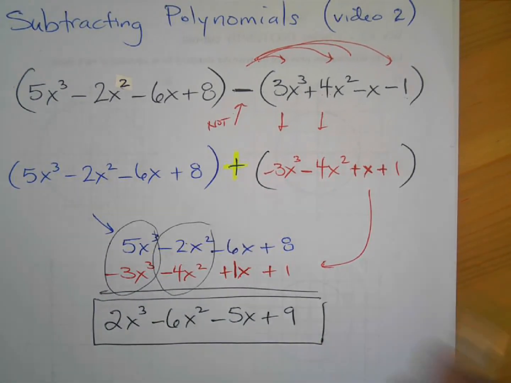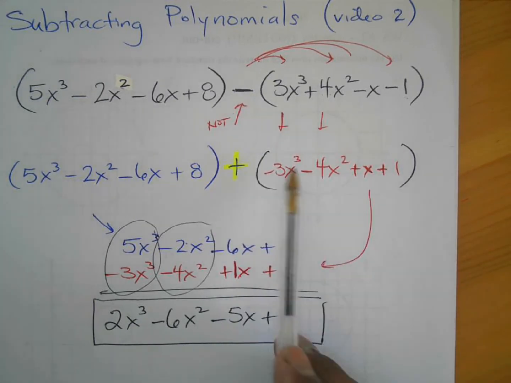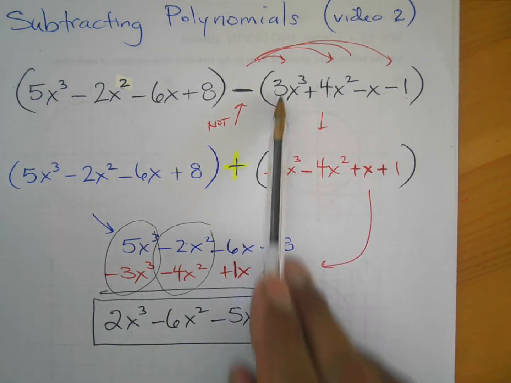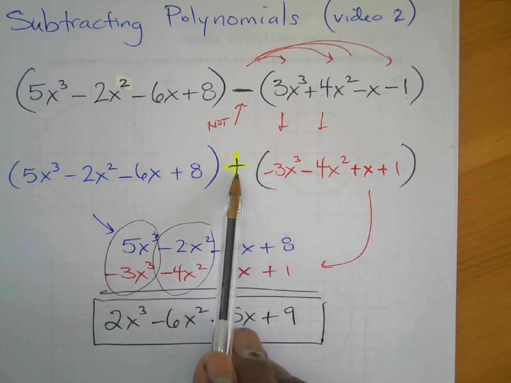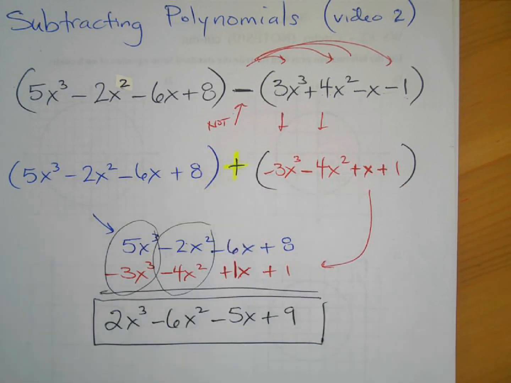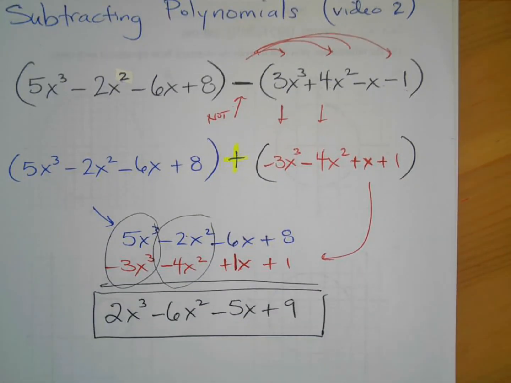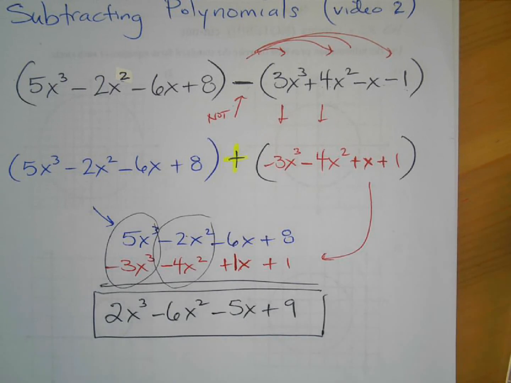Okay, so you can see for subtracting, this subtract is going to change the signs of the second one. And then once those signs are changed, remember it now becomes adding. And we don't have to worry about the signs anymore. And then we add like we've already learned how to add polynomials.